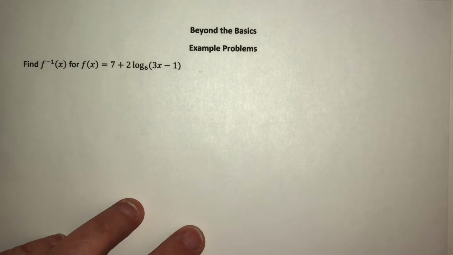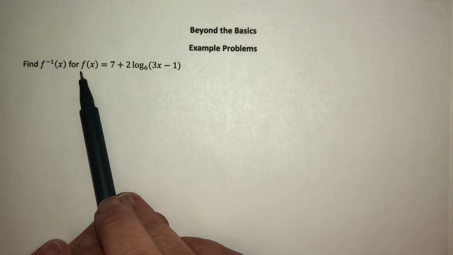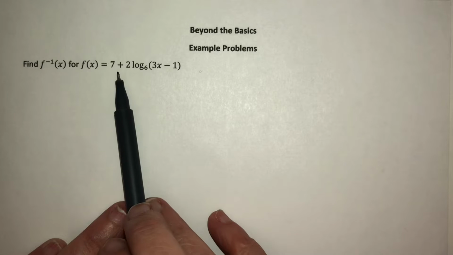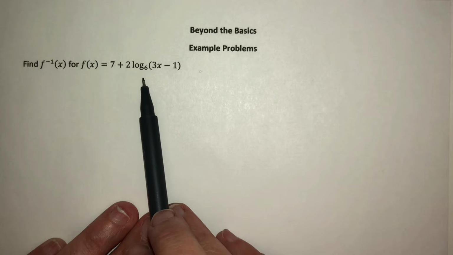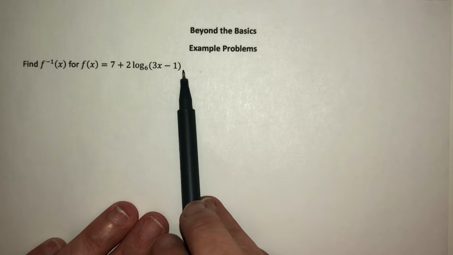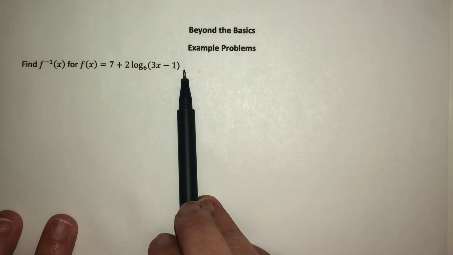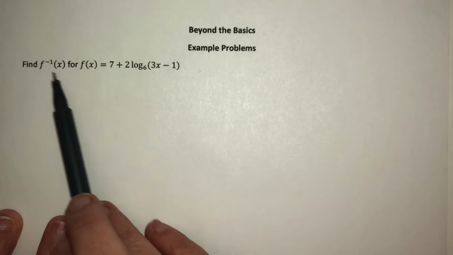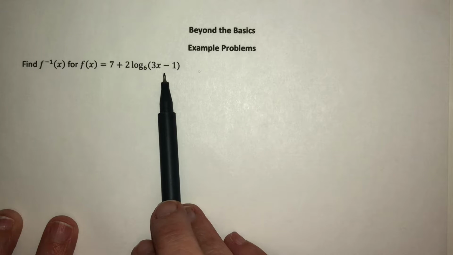This is part 8 of section 3.4. And this is beyond the basics. We're going to be taking things that we just learned here about solving exponential and logarithmic equations and combine it with some stuff we've known in the past. If we're given f of x is equal to 7 plus 2 times log base 6 of 3x minus 1, we want to find f inverse of this function.